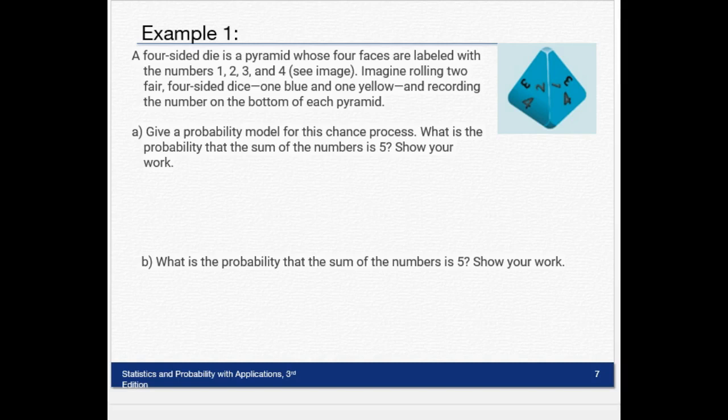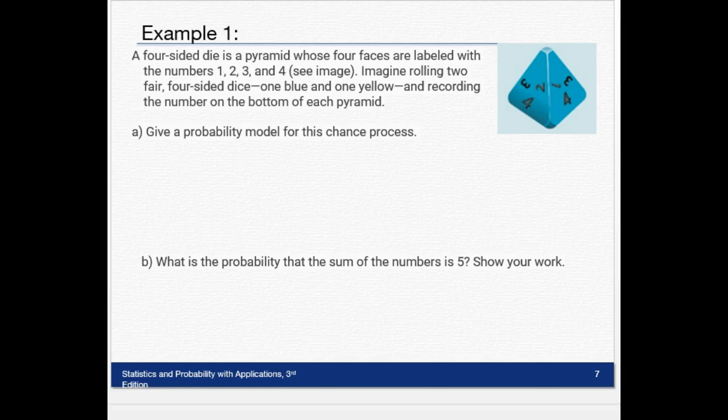A four-sided die is a pyramid whose four faces are labeled with the numbers 1, 2, 3, and 4, like the picture here. Imagine throwing two fair four-sided dice, one blue and one yellow, and recording the number on the bottom of each pyramid. Okay? All right, A, give a probability model for this chance process.